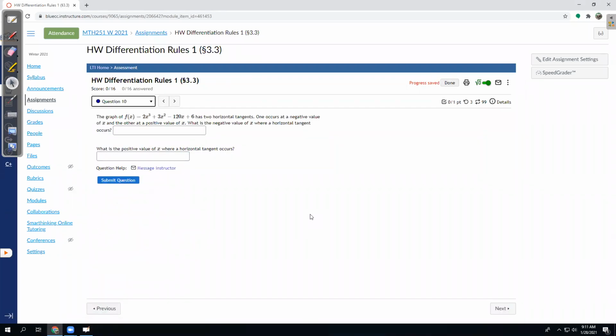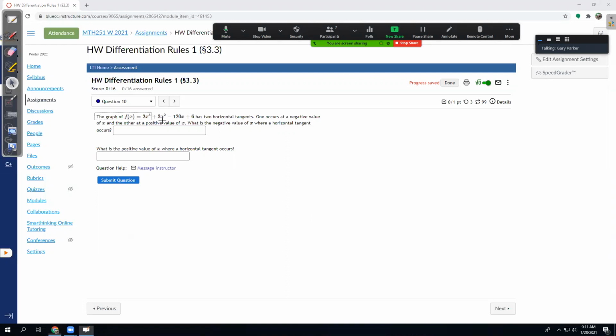Number 10, the graph of f of x equals 2x cubed plus 3x squared minus 120x plus 6 has two horizontal tangents. So we talked about horizontal tangents a few times now. If we have a horizontal line, the slope is 0. One occurs at a negative value of x, the other occurs at a positive value of x. What is the negative value of x the horizontal tangent occurs at? So we need to take a look at the derivative, which is the slope function. So let me screenshot this so I have the right information.